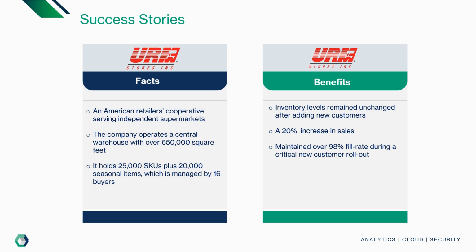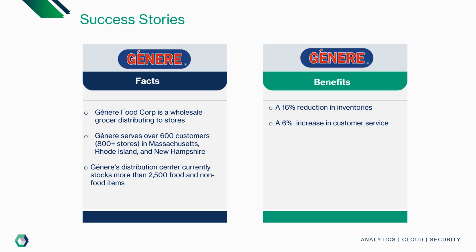They leveraged the solution, and it helped them not only support their growth but achieve a 20% increase in sales while maintaining an overall 98% fill rate, even during their critical rollout period for their new customers. Also, another food company could reduce their overall inventory investment by 16% across the network, while simultaneously increasing customer service levels by 6%.